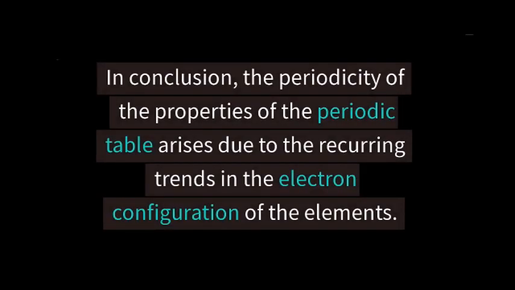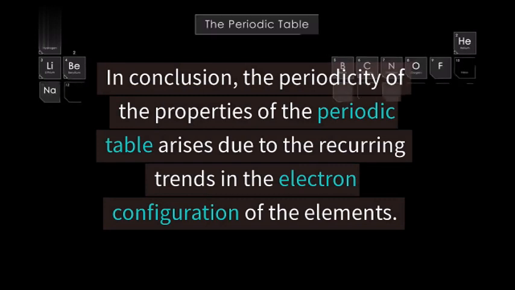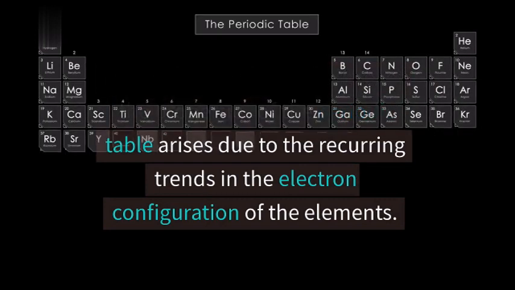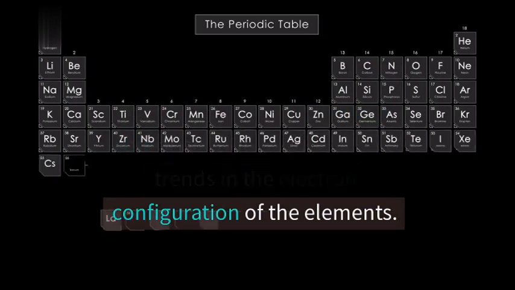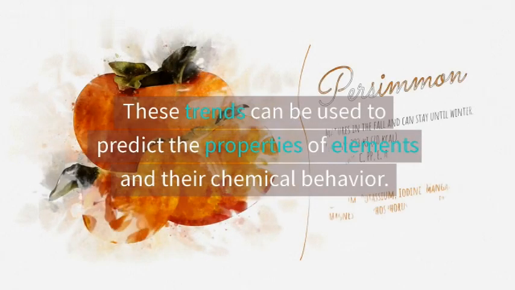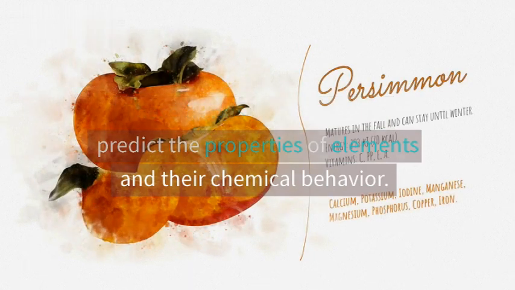In conclusion, the periodicity of the properties of the periodic table arises due to the recurring trends in the electron configuration of the elements. These trends can be used to predict the properties of elements and their chemical behavior.